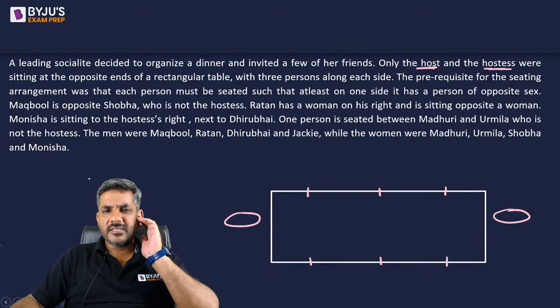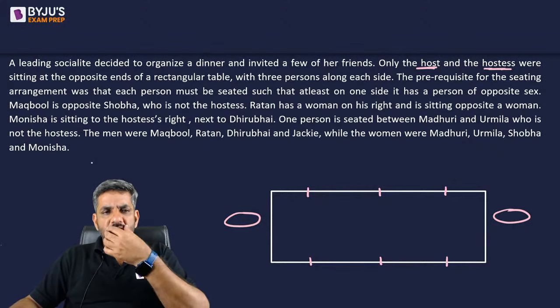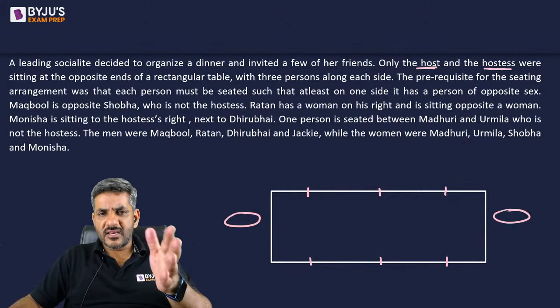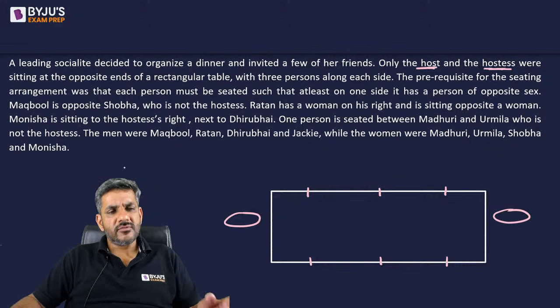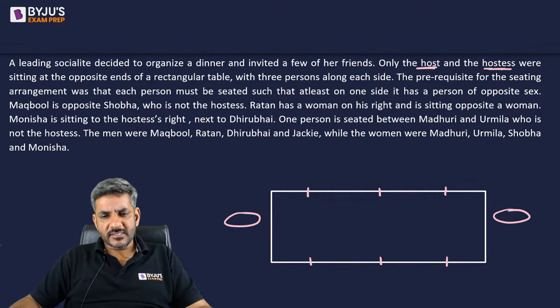After that, some informations are given to us. Makbul is opposite Shobha, who's not the hostess. Ratan has a woman on his right, is sitting opposite a woman, and there are other informations about it.